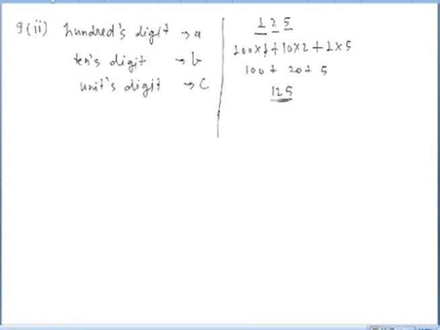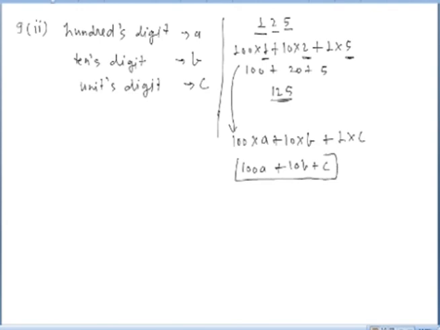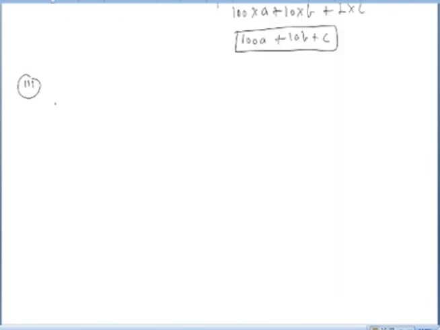So here we have hundreds is A, tens is B, and unit is C. So just here 100 into A plus 10 into B plus 1 into C. So this is 100A plus 10B plus C. So in this way we have to write a three-digit number. Number third is saying the perimeter of an isosceles triangle.